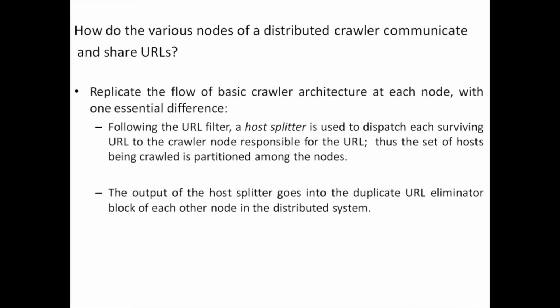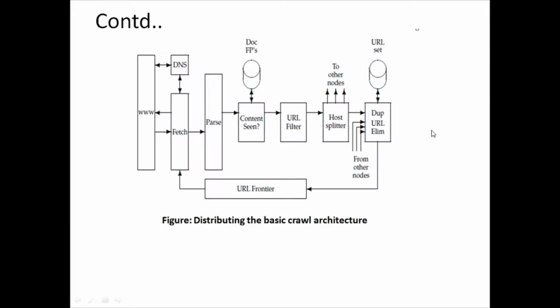Now, how do the various nodes of a distributed crawler communicate and share the URLs? The basic idea is to replicate the flow of a basic crawler architecture at each node, but there is an essential difference. We'll see this architecture. Here you can see that the URL frontier, DNS module, fetch module, parse module, content seen module, URL filter, and duplicate URL eliminator are all the same, but there is an additional module known as the host splitter here.